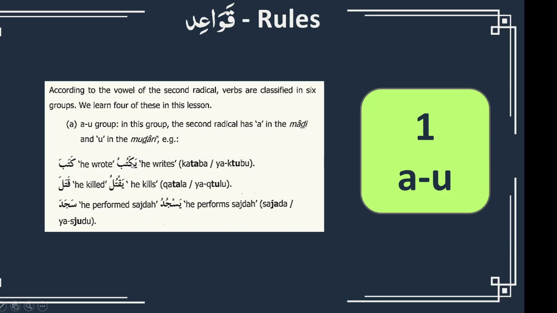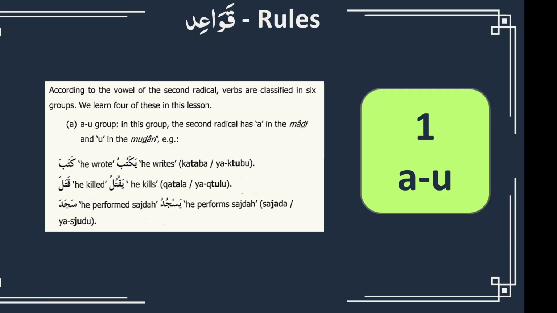So yaktubu, yaktubu. But the first letter, as you can see, the kaf has a sukoon. It doesn't have any fatha, dhamma, or kasra. So it has a sukoon, yaktubu. Same thing, qatala: the second letter has a fatha in the madi, and in the mudari the first letter has a sukoon and the second letter has a U sound, meaning it has a dhamma. Same thing, sajada, and then yasjudu. So that's the first group of how the mudari will actually work.